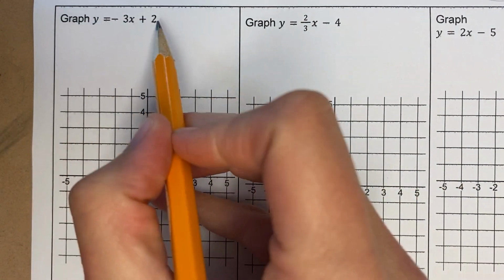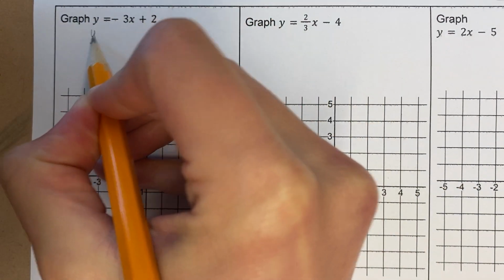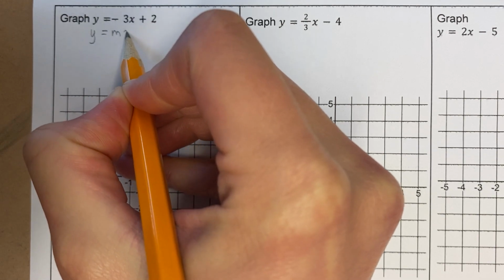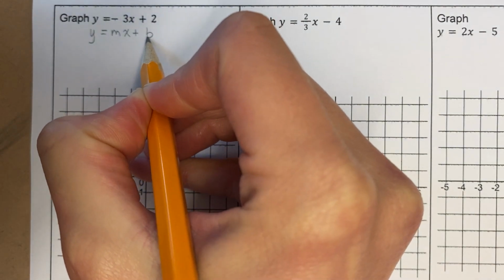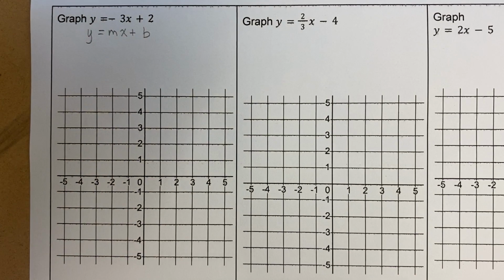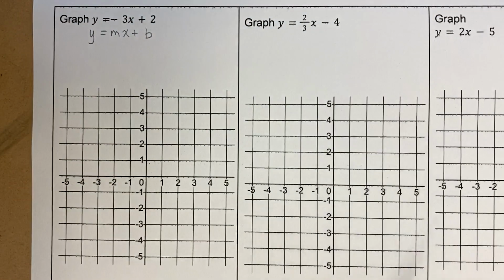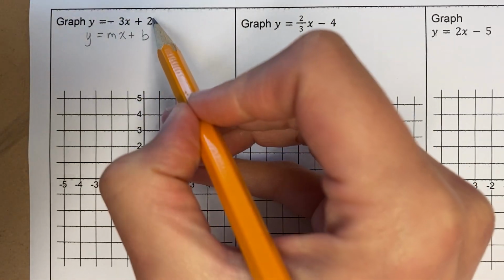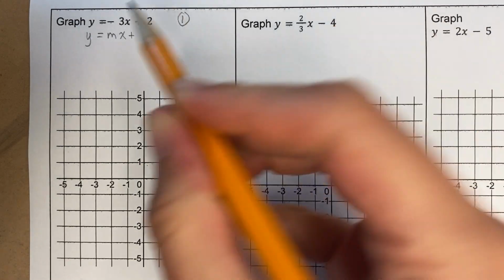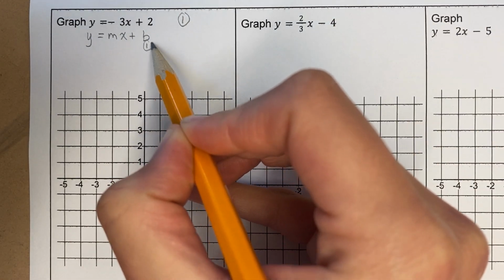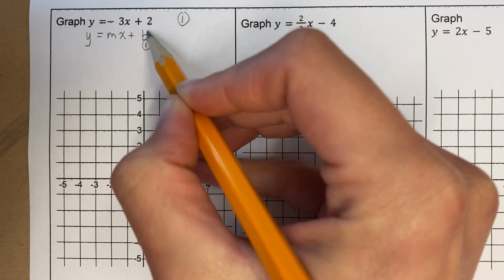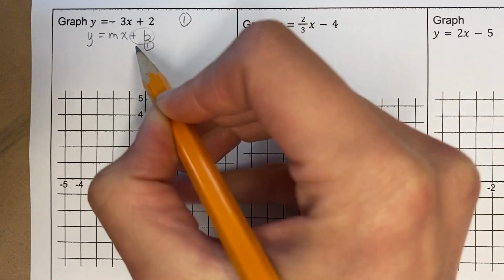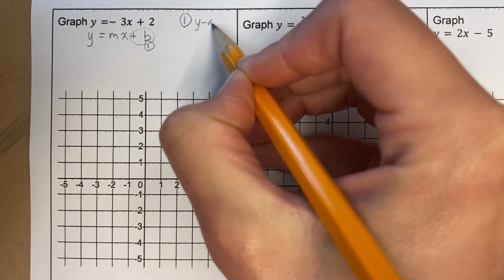When we see an equation that looks like this, what we like to notice is that this is in this format, y equals mx plus b. Okay? This kind of equation is called slope-intercept, and we have a strategy that we use to graph it. We always start first right here at the y-intercept on the y-axis. So we start at this number on the y-axis.